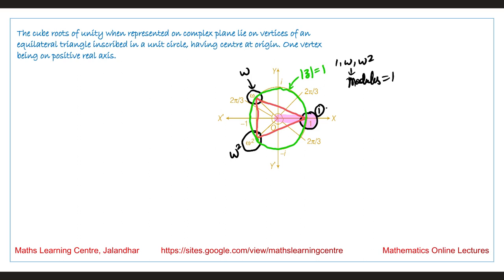and this is written over here, that the cube roots of unity when represented on the complex plane lie on the vertices of an equilateral triangle inscribed in a unit circle having the center at origin and one vertex being on the positive real axis. So this is the graphical representation of cube roots of unity.